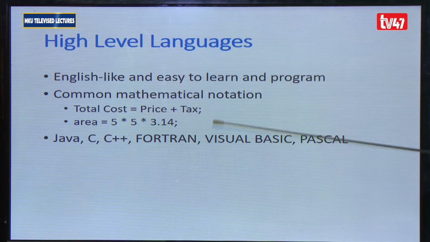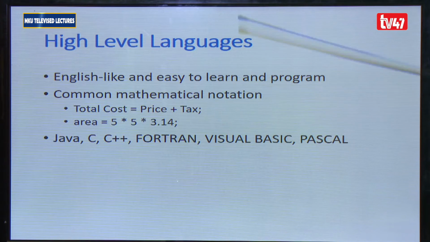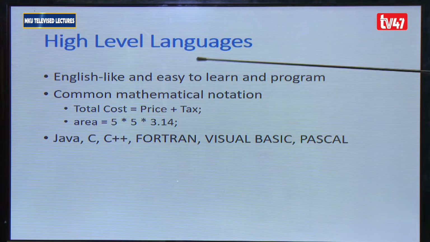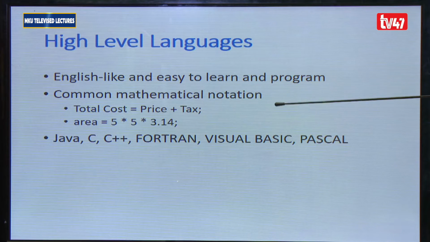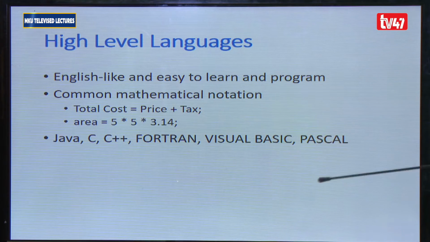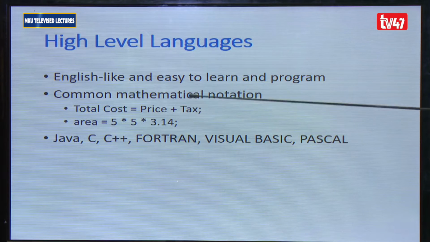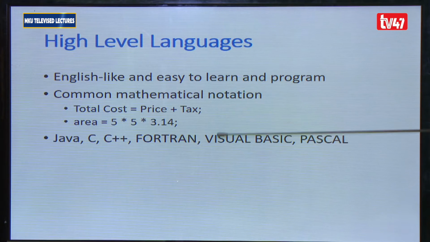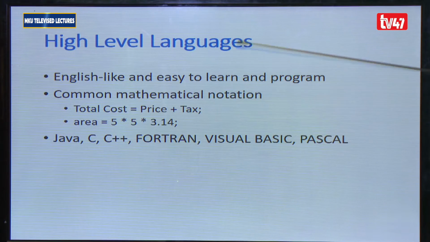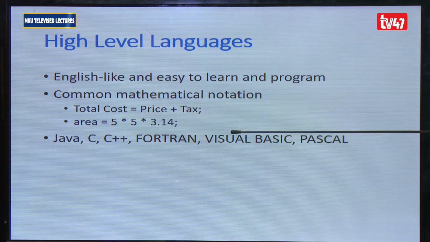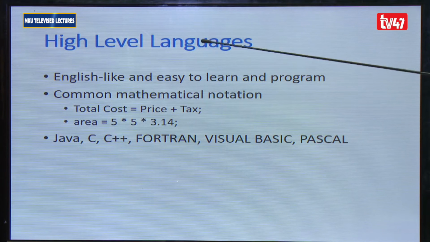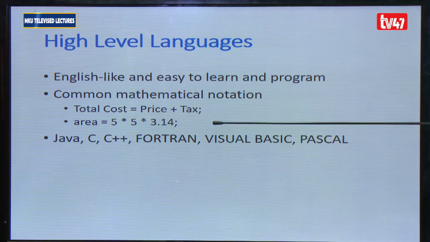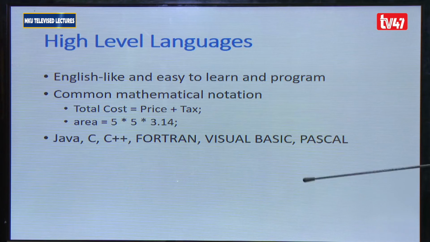We have high-level languages. Now, this is our focus. High-level languages, again, are made up of English-like and easy-to-learn statements, like if, else, while, and so on. Very simple to use for human beings because we understand English. At the end of the day, we want to make programming easier. High-level languages were introduced to replace assembly language and machine language, which are low-level in nature.